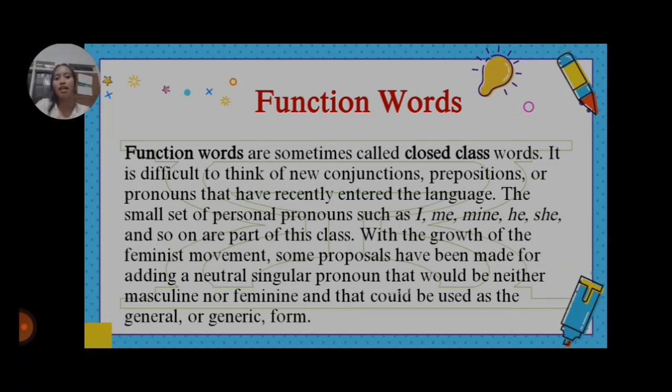The small set of personal pronouns such as I, me, mine, he, she, and so on are part of this class. With the growth of the feminist movement, some proposals have been made for adding a neutral singular pronoun that would be neither masculine nor feminine and that could be used as the generic form.